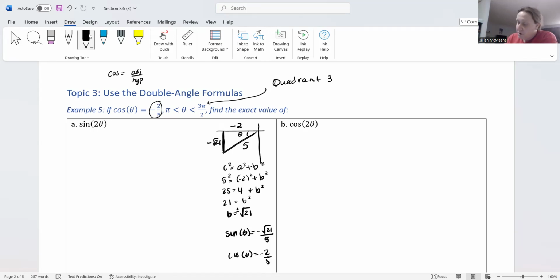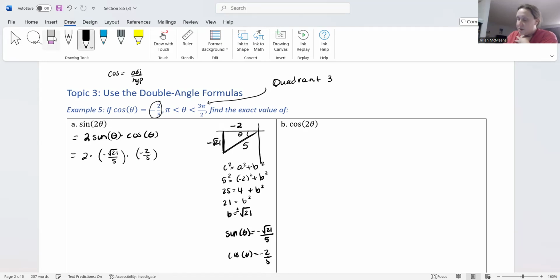But I'm here to remind you that sine of 2 theta is equal to 2 times sine theta times cosine theta. All right, so 2 times sine theta times cosine theta, that is your double angle formula for sine. So all we have to do is fill those values in for sine of theta and cosine of theta. So this is going to equal 2 times sine of theta, but we know that sine of theta is negative square root 21 over 5. And we're going to multiply that by cosine of theta, which is negative 2/5.